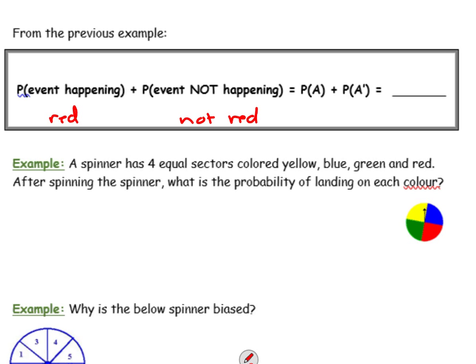And you might have noticed from the previous examples, when you add the probability of an event happening to the probability of the complement of that event happening, they always add to 1, because probabilities in total need to add up to 1. Think of it as like 100%. 1 is like 100%. Now let's move on to the next example.